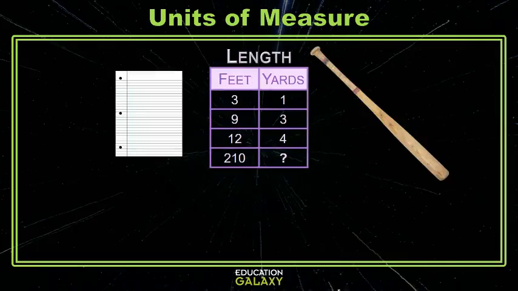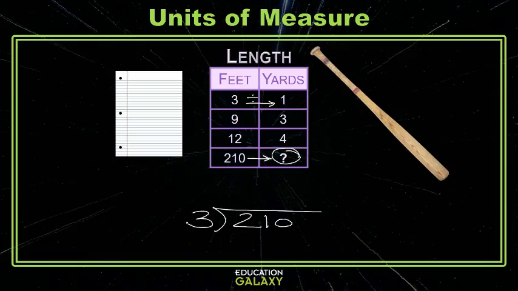How about one for length? Well, a baseball bat's about a yard and a piece of paper is about a foot. So the foot is the smaller unit of measure. So we're going from the smaller unit to this bigger unit. So that is division, correct. And we are given that there are 3 feet in 1 yard. So that means when we're solving this line down here, we can divide by 3. If we divide 210 by 3, we get 70 yards is equal to 210 feet. Okay, so those are some samples with your customary.